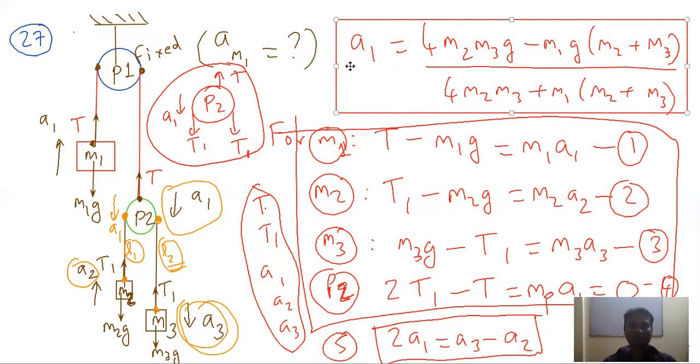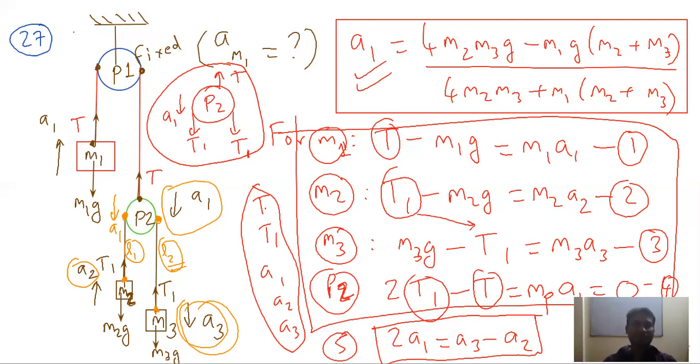Now, how will we solve this? Let me give you an idea of how to solve this equation. From the first equation, we will substitute the value of t in equation 4. From the second equation, I will substitute the value of t1 in the fourth equation. From those equations, I will get the relation between accelerations a1, a2, a3. Also, we will use the fifth equation, 2a1 is equal to a3 minus a2. On solving, we will get the value of acceleration a1. So this is the process by which we get a1. Also, we can substitute the value of t1 in this equation to get the desired result.